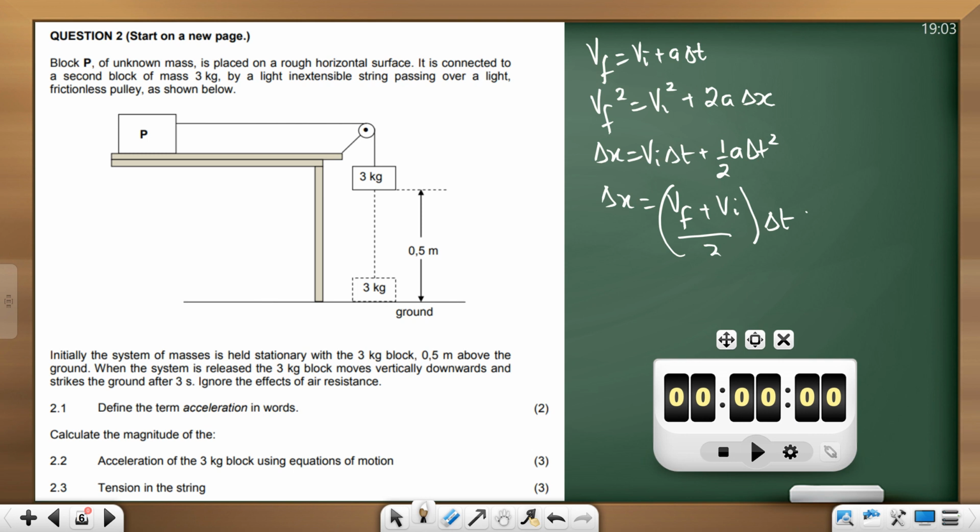Block P of unknown mass is placed on a rough surface. Rough means friction, right? It is connected to a second block of mass 3 kg by a light inextensible string, passing over a light frictionless pulley as shown. Initially, the system is held stationary with the 3 kg block 0.5 meters above the ground. When the system is released, the 3 kg block moves vertically downwards and strikes the ground after 3 seconds. Define the term acceleration.